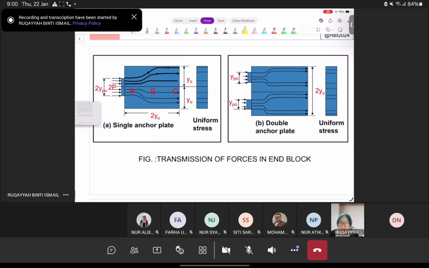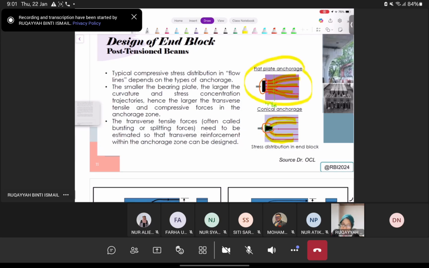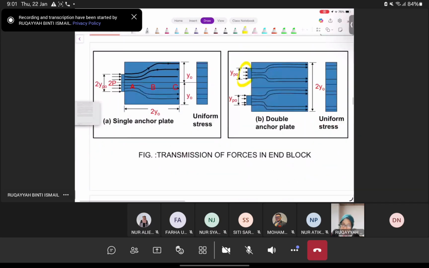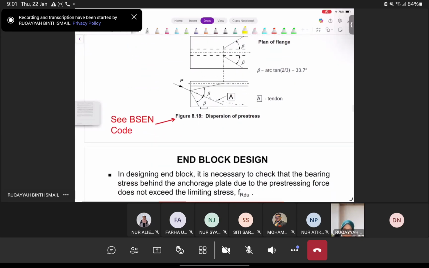Alright, so this is another example of the prestress trajectory, happening in the prestress. So if it's one, it's quite similar to what you have here. But if you have two like this, it's a bit different because you have two different parts. So it depends on the width for each. Okay, all right.